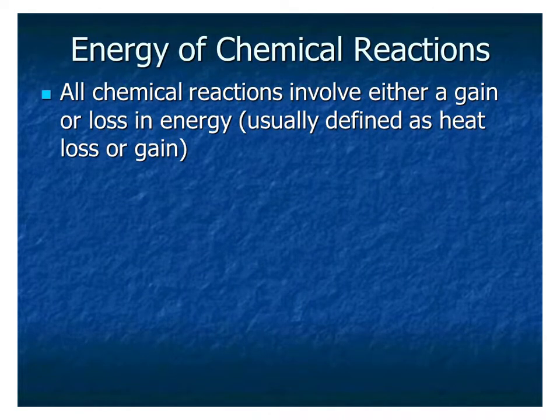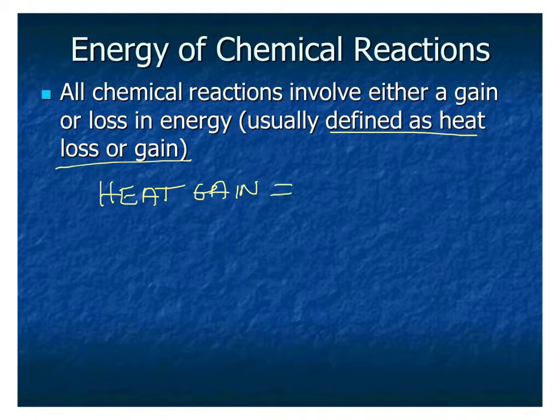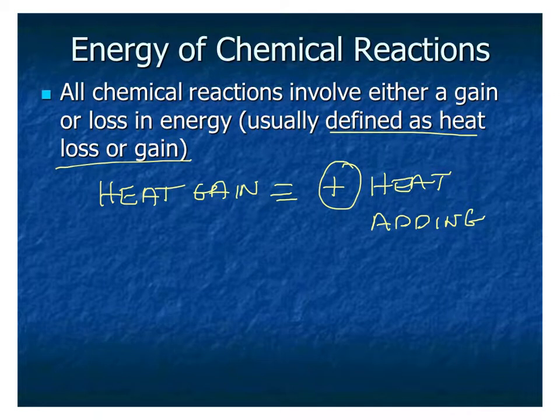Okay, so let's look at the energy of chemical reactions. Every chemical reaction involves gaining or losing energy, and we define this as heat gain or loss, right? So let's look at that from a real simple standpoint. When we say that heat is gained, heat gained equals plus heat. The plus sign indicates that it's being gained, so we're adding heat. The plus is just a directionality. It has nothing to do with more than 0 or less than 0. It just tells you where the heat is going, either into the reaction or out of the reaction. That's all it says.